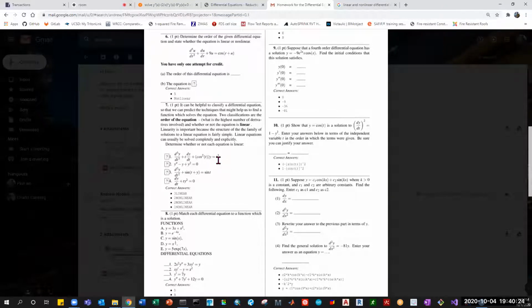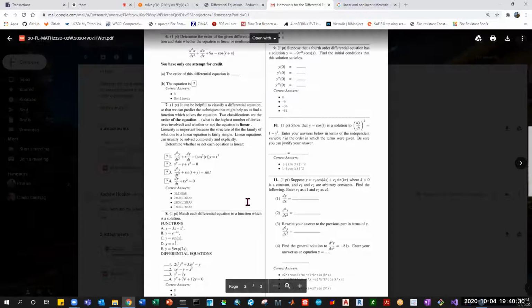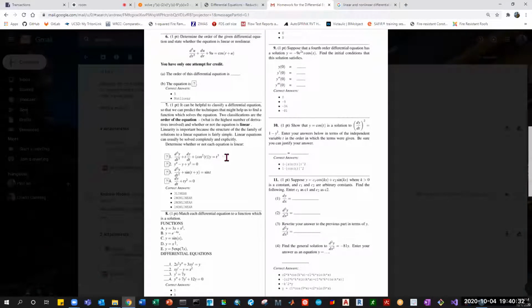The main question to ask first is what are you taking a derivative of? It's y, right? And then once you answer that question, you look at this equation. The next question is: are any of my y derivatives being raised to a power greater than 1 or less than 1? And if they're not, it's linear.